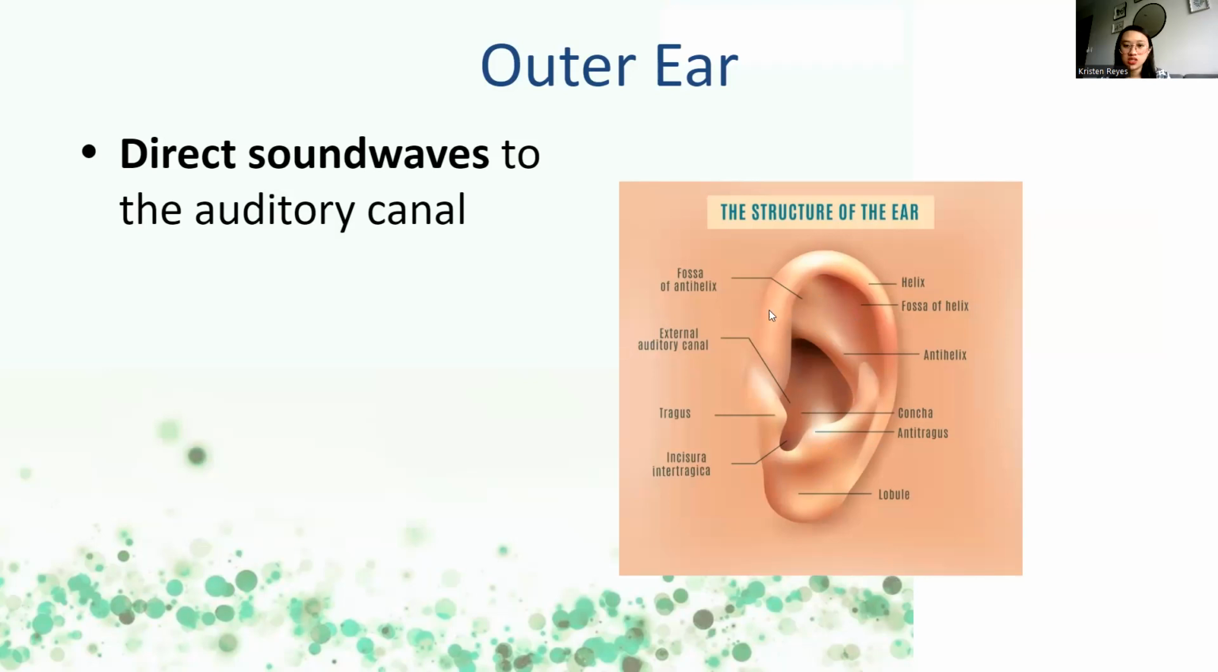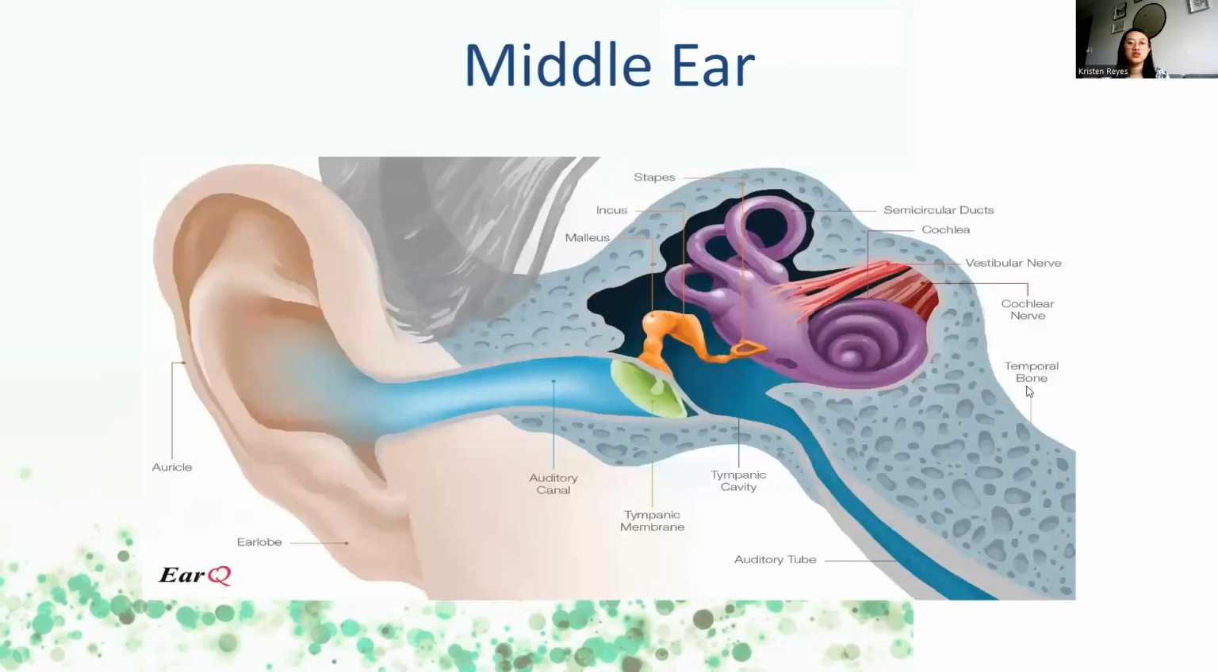Okay. So this is your helix, antihelix. This is your lobule, the tragus, antitragus. Okay, and of course the entrance to the auditory canal or ear canal. This is your middle ear. Middle ear is from tympanic membrane to your oval window. Okay, so outer ear, auricle, to tympanic membrane. Middle ear, tympanic membrane to oval window. Inner ear, oval window, of course, to the nerves.